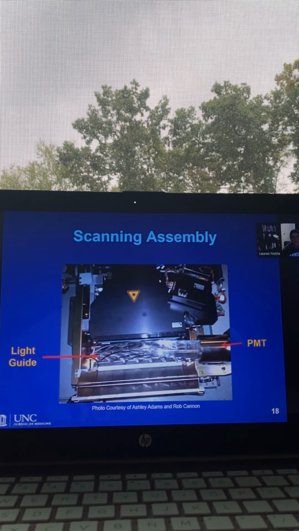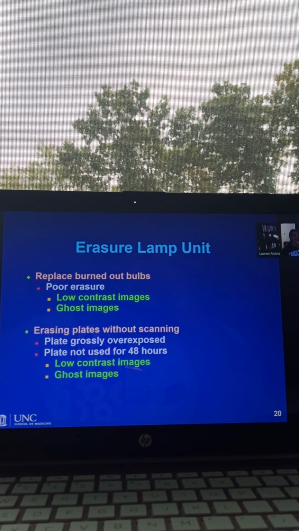Now, the thing about these erasure lights is that you do need to replace the bulbs when they're burned out. So I'm dreading the day when that happens because replacing those is a production. You can usually tell when the bulbs have burned out because it's not erasing correctly. We end up with low contrast images and ghost images, and it's because the bulbs are burned out. If the bulbs are burned out, there's nothing there to erase the image data.